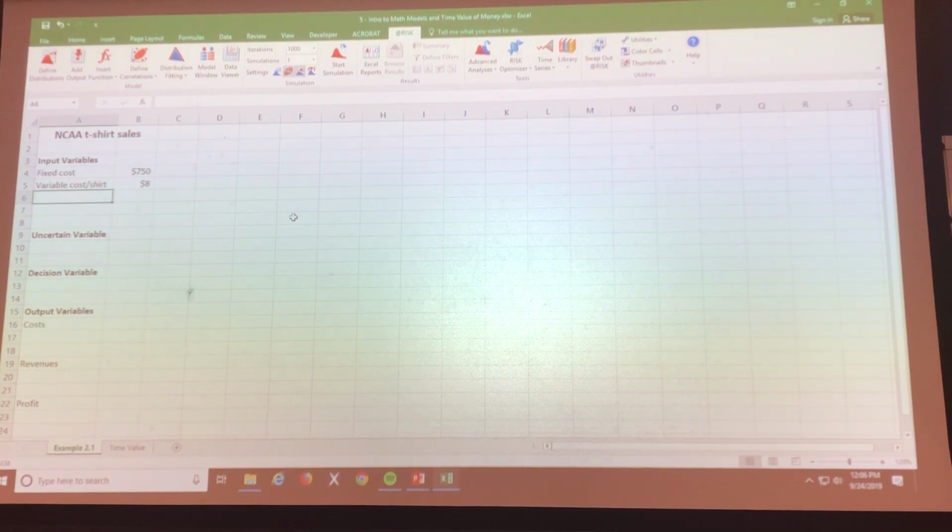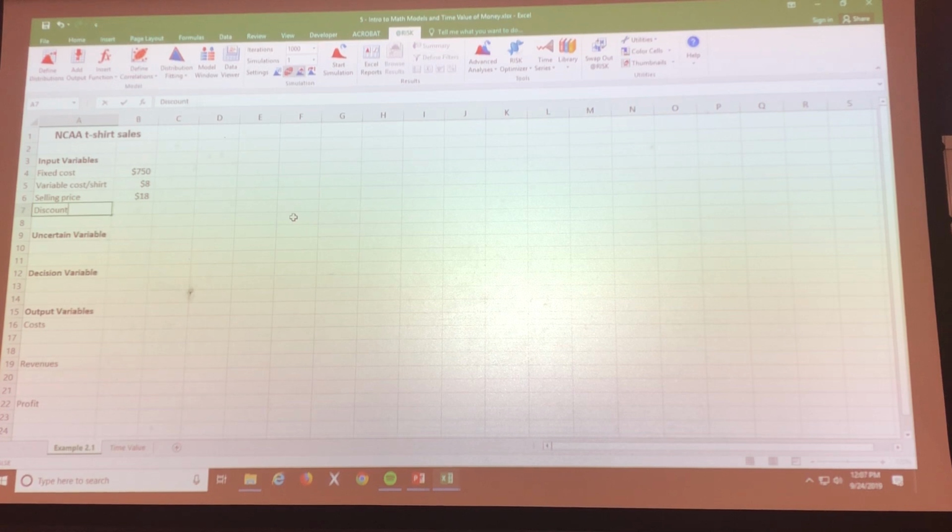Selling price? Yeah, what are we going to sell it for? So the selling price of the shirt, which we have determined, or they told us we had to do, I don't know, is $18 a shirt. What's another known value that we have? Yeah, a price that we're going to sell them at.